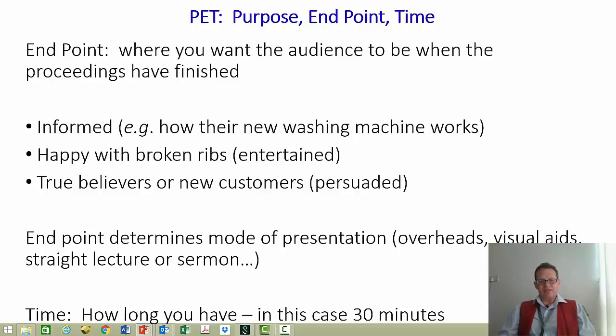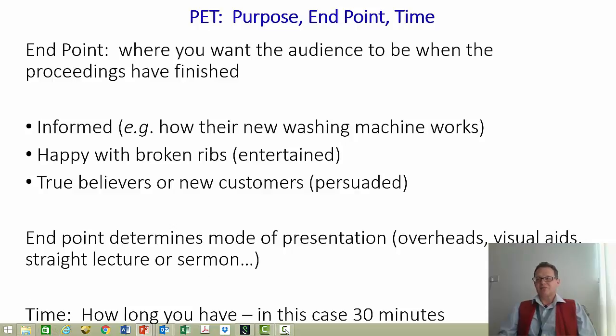However, the end point also determines the mode of your presentation. Purpose and end point determine how you are going to present something. So the way that you might present a scientific presentation is almost certainly not the way you would present maybe a religious sermon or evangelical proselytizing address. The reason you're doing something, the purpose, determines the end point and the how you do it. And again, we'll talk about some of these a little bit later.